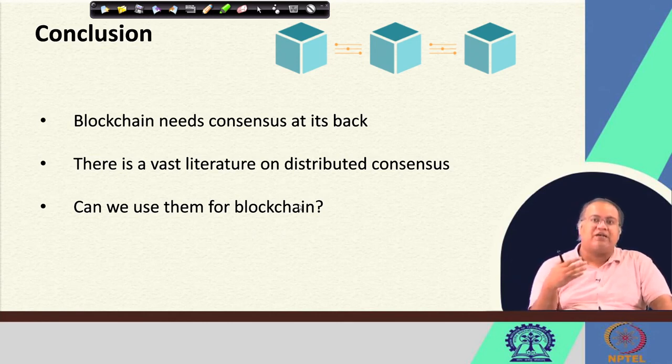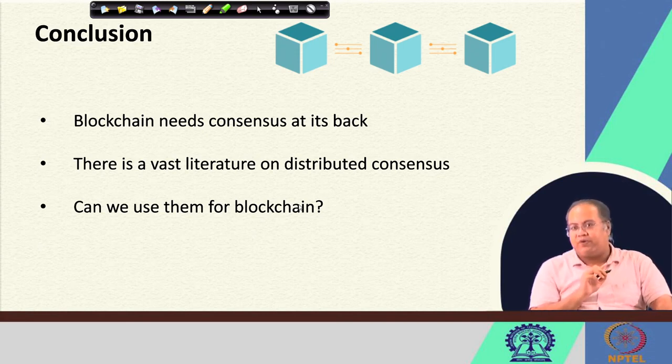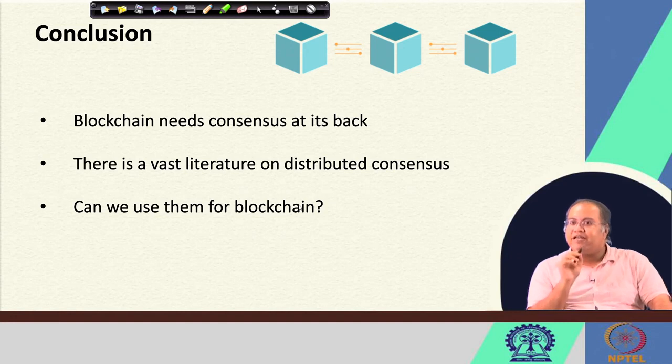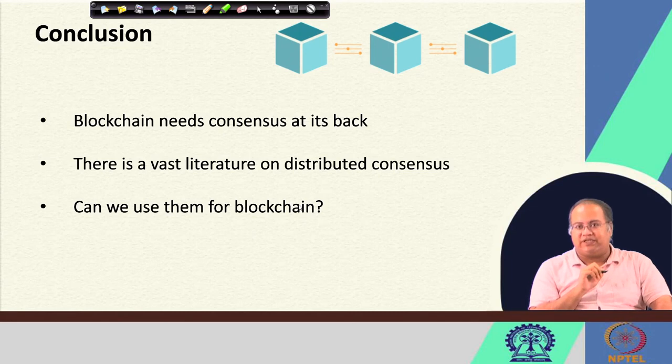As we have seen, whenever a new block is proposed for a blockchain, that new block needs to be agreed upon by other peers in the blockchain network. That way you need to run some kind of distributed consensus algorithm, and there is a vast literature on distributed consensus. There are multiple different algorithms, but the important question is, can we use those algorithms for blockchain? This is a pretty interesting question, and in the next class we are going to find out the answer.